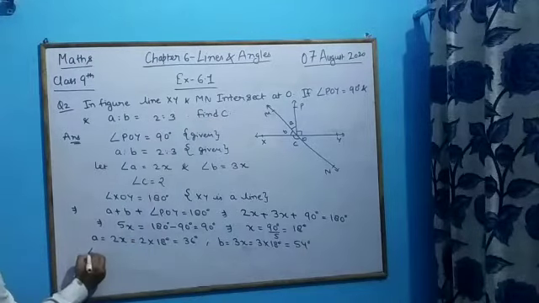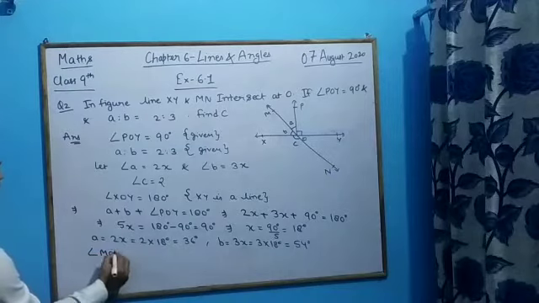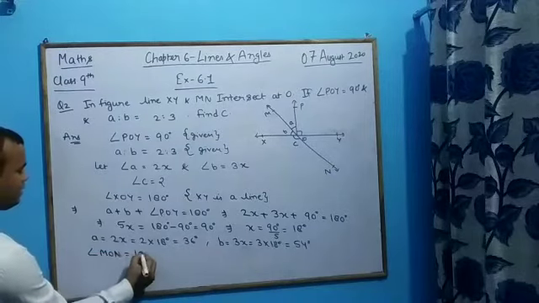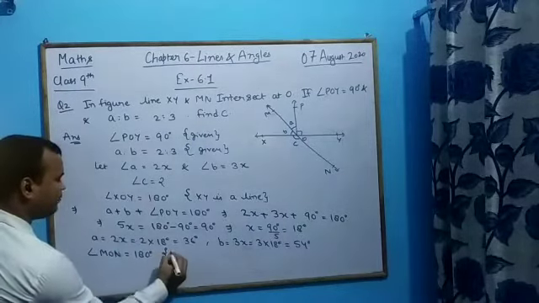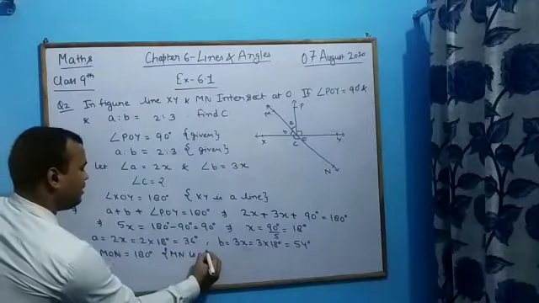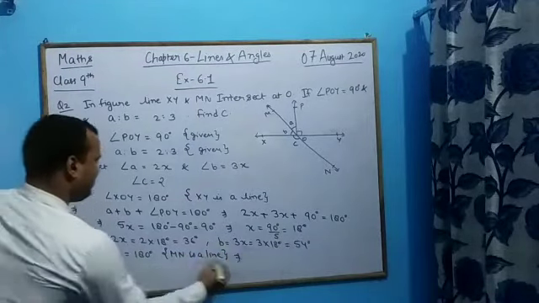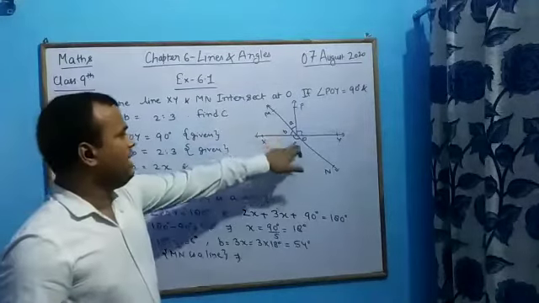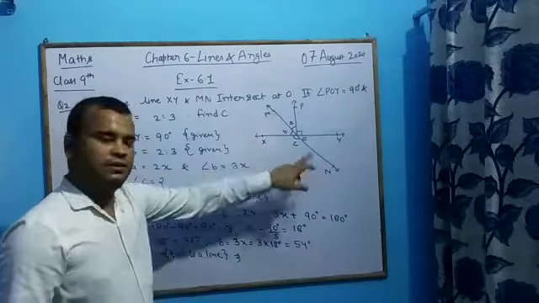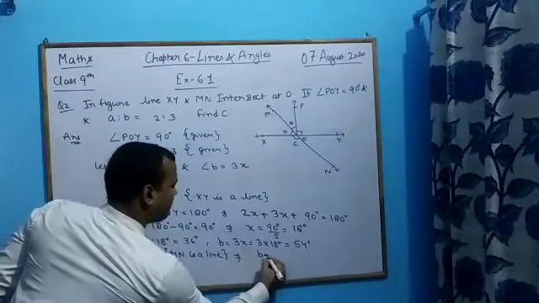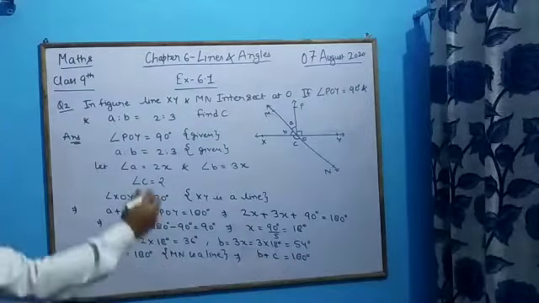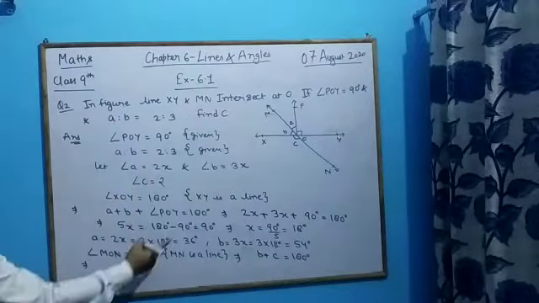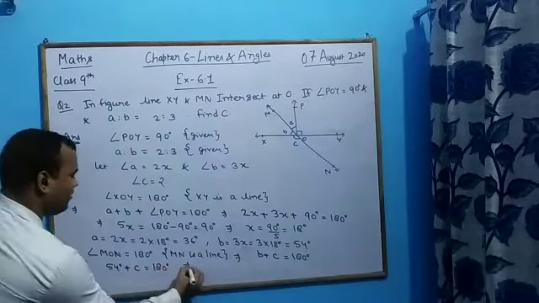Now we know that angle MON is equal to 180 degrees, because MN is a line. Let us expand MON. Angle MON consists of two angles, angle B and angle C. So we write B plus C equal to 180 degrees. We have found angle B as 54 degrees and we don't know the value of angle C. Let's solve it out.